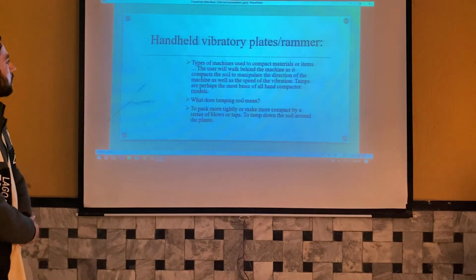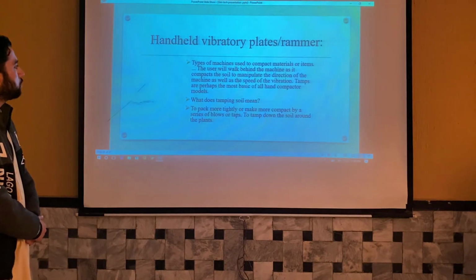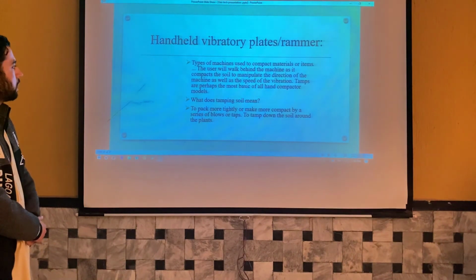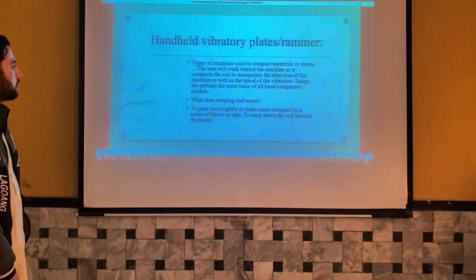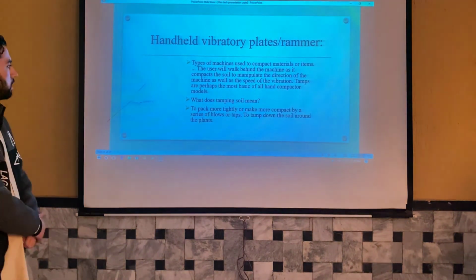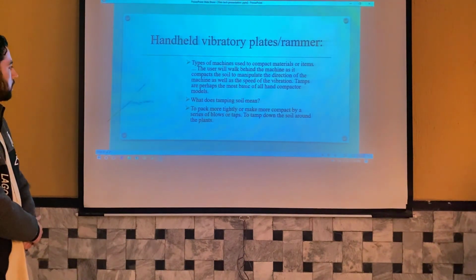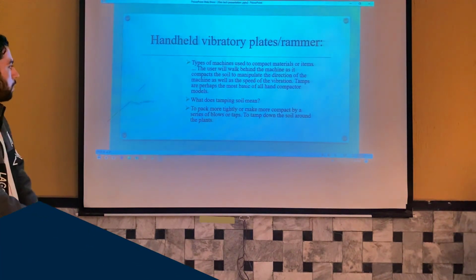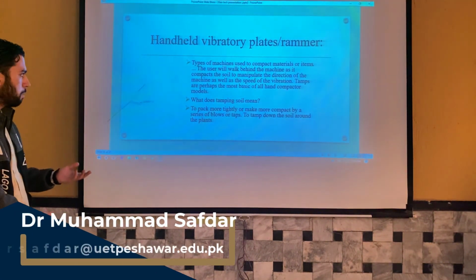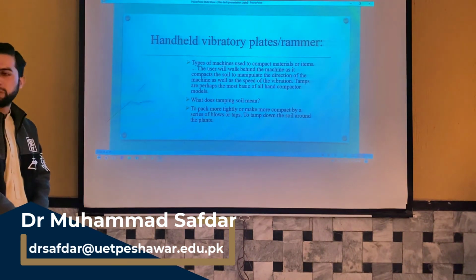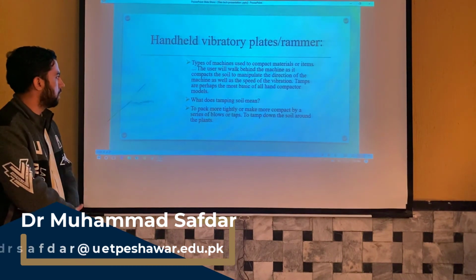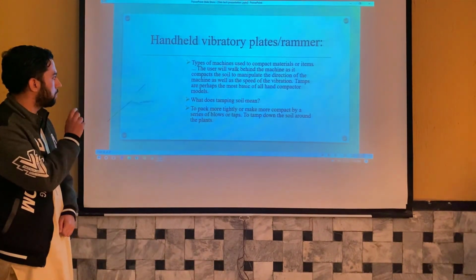Hand-held vibrating types of machines used to compact materials are also available. The user walks behind the machine as it compacts the soil, to control the direction of the machine as well as the speed of the vibration. Tampers are perhaps the most basic of all hand compaction models. It is a mechanical process by which we compact the soil. Actually, in compaction of soil, we decrease the void space between the soil particles, not increase the size of the particles.